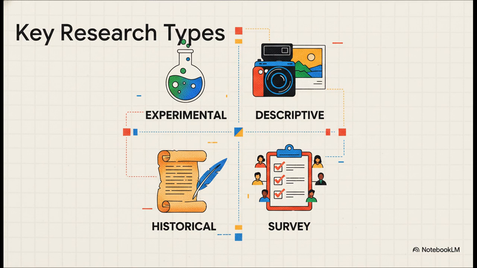Now, what's really interesting here is that you will frequently see these core research types appear as matching questions on the exam, so let's rapidly define them. Experimental research manipulates an independent variable under strictly controlled conditions. Descriptive research involves no manipulation at all. It purely describes what exists right now. Historical research studies past archives to understand the present. And survey research collects data to describe the massive trends of a large population.